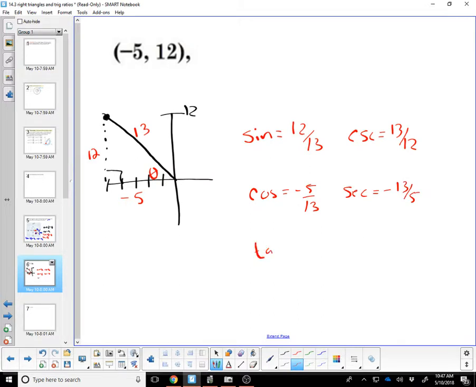Finally, we'll do tangent, which is opposite over the adjacent. And since we're there, we'll do the cotangent, -12 over 5. And there's all 6. I didn't switch them? No. JK smiley face, lol.